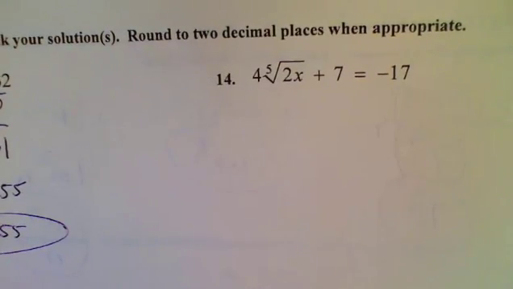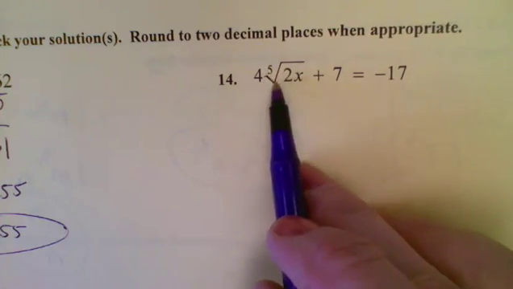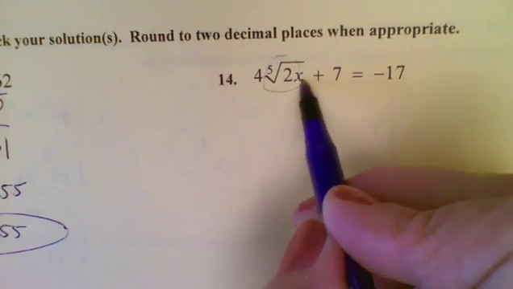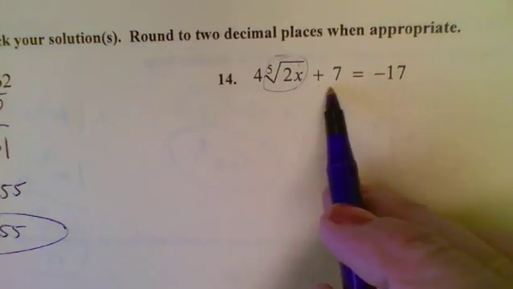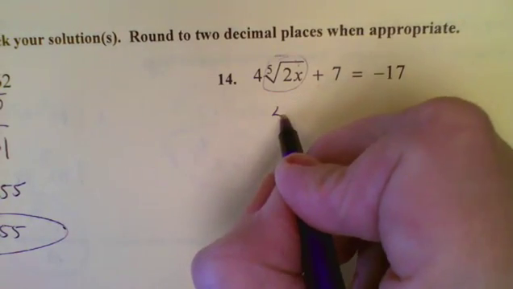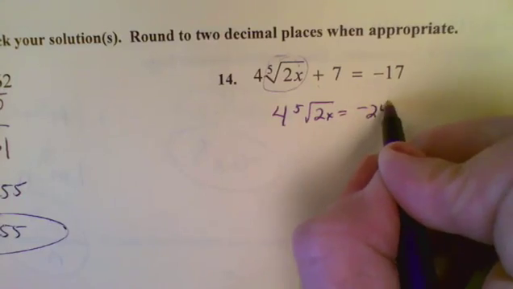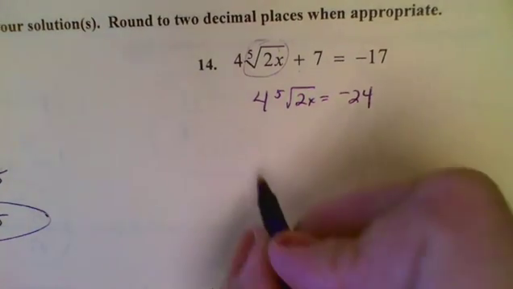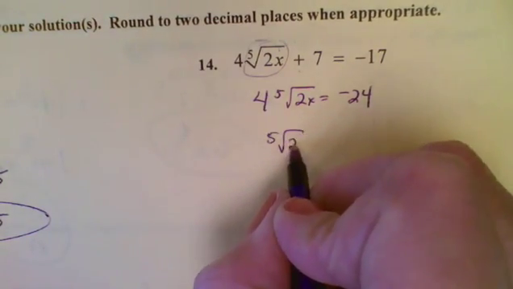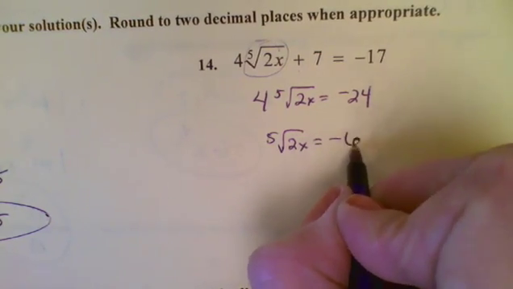All right, so let's look at 14. 14 has several steps to do. Here's the root we need to get by itself. We need to get all of this by itself first. So I first need to undo the plus 7, so I'm going to subtract 7 from both sides. So that would give me negative 24. Divide by 4, and I get the 5th root of 2x is equal to negative 6.